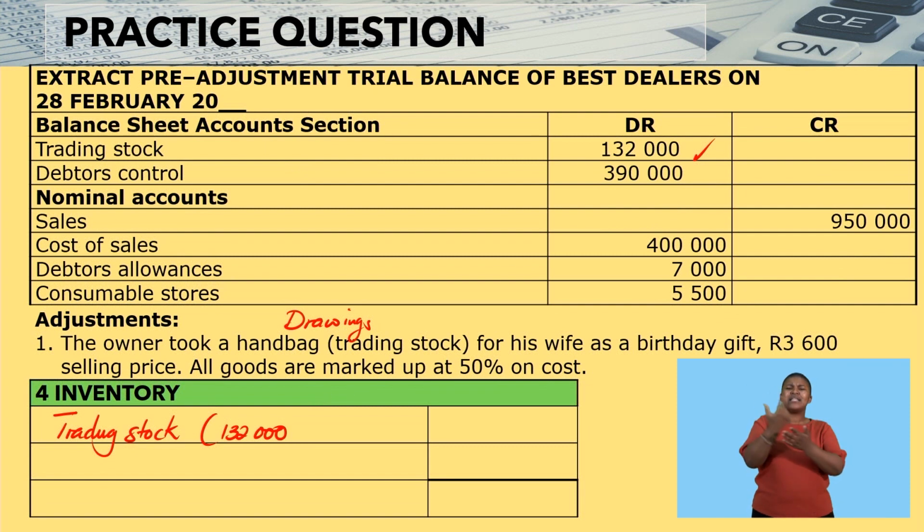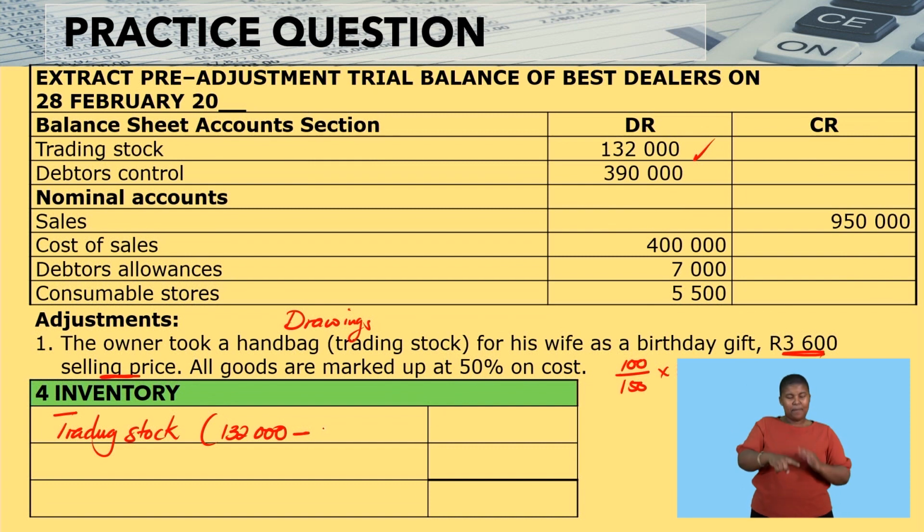The question that I have for you is, when I say minus here, do I subtract the 3,600? Definitely not, because this is the selling price, and the drawings must always be recorded at cost. So that means I need a cost. I'll say 100 over 150 multiplied by 3,600, and it will give me 2,400.